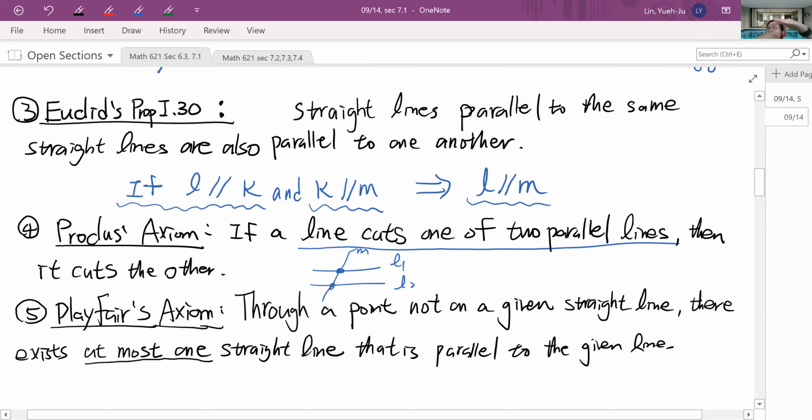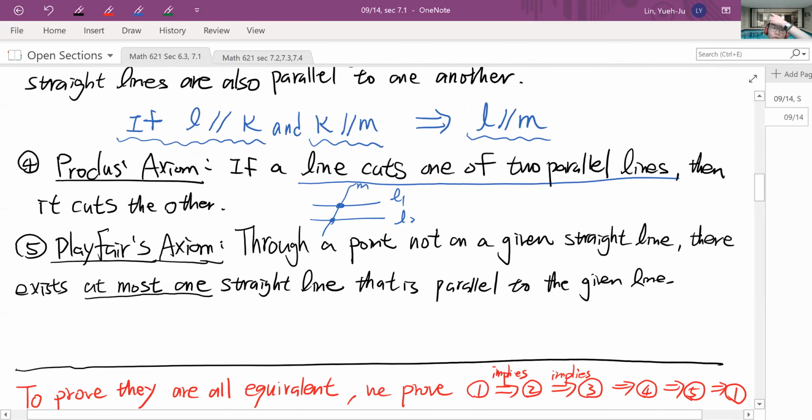You have two parallel lines. If you draw some other line crossing one of them, it has to cross the other one, because those two are parallel, okay? So it's not too bad. The statements are not too hard to imagine because we can draw the picture and see that it's true.